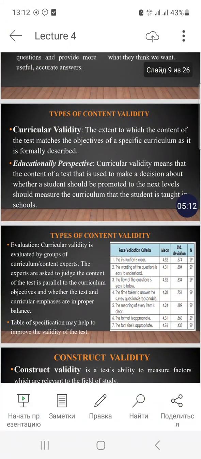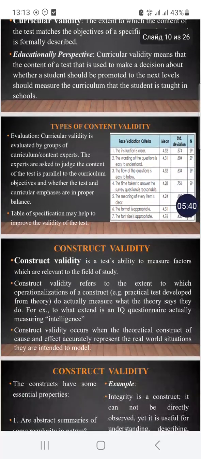Types of content validity. Curricular validity: the extent to which the content of the test matches the objectives of a specific curriculum as it is formally described. From an educational perspective, curricular validity means that the content of a test that is used to make a decision about whether a student should be promoted to the next level should measure the curriculum that the student is taught in schools.